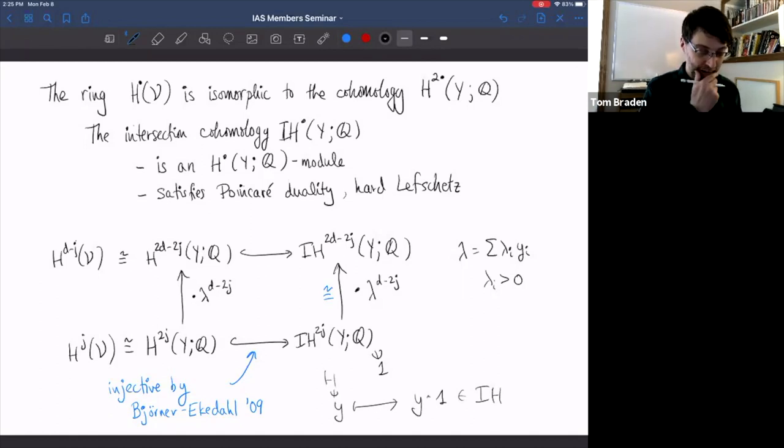There's an argument of Björner and Ekedahl, which they use to prove theorems about Schubert varieties, but the argument still holds for the varieties we're talking about. So basically any variety that's stratified by affine spaces, they show that this map is always injective. So the cohomology injects into the intersection cohomology for this kind of space.